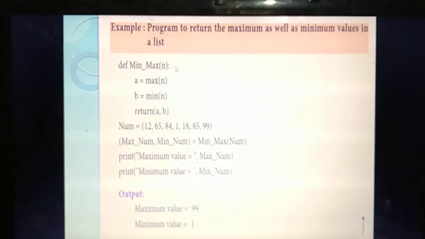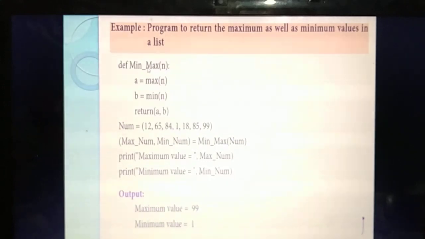So here you are going to define one function. What's the name of the function? Function starts with the keyword def. Then the name of the function is min, max. Inside, one argument you are passing as n. Okay. Inside the function you are defining two variables.